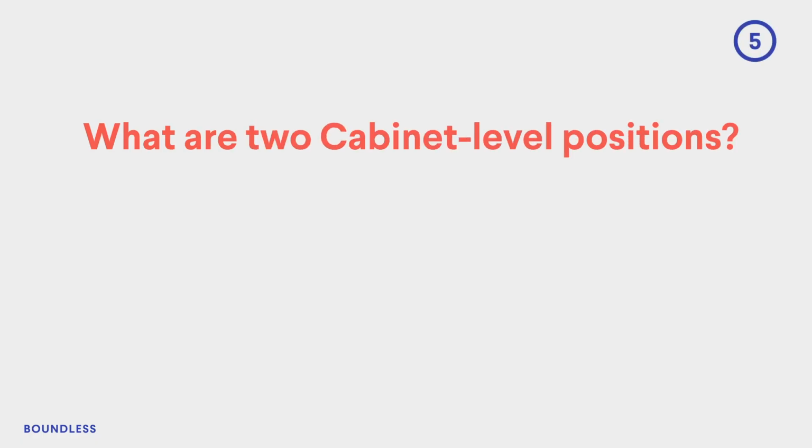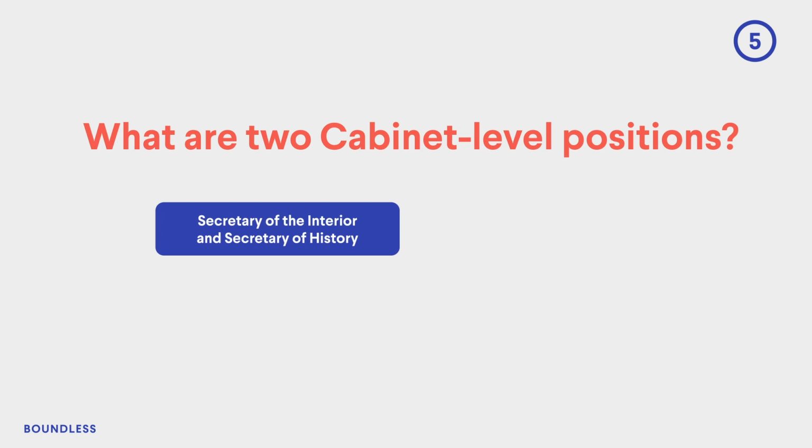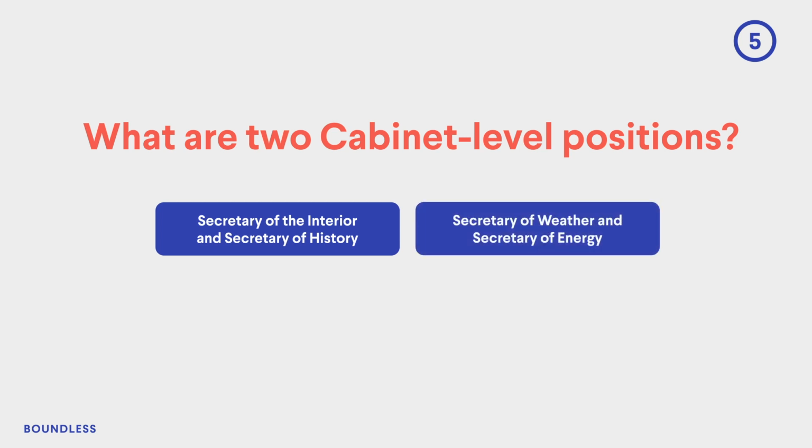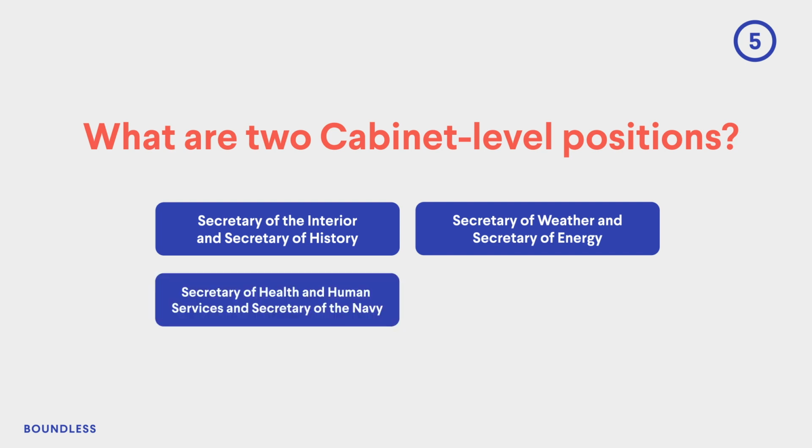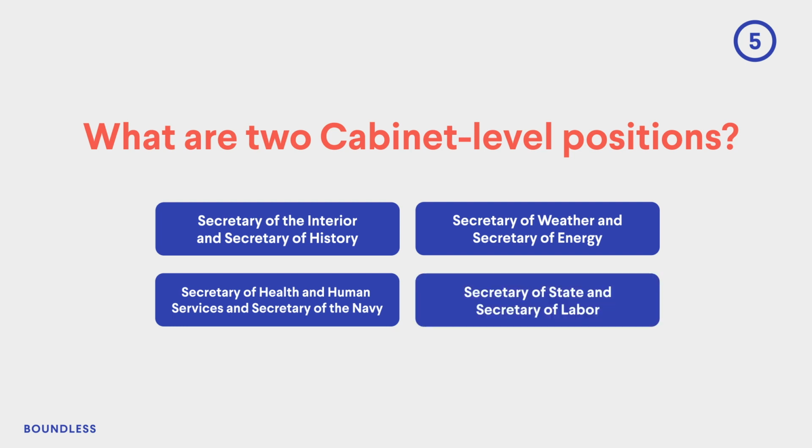What are two cabinet-level positions? Secretary of the Interior and Secretary of History. Secretary of Weather and Secretary of Energy. Secretary of Health and Human Services and Secretary of the Navy. Secretary of State and Secretary of Labor. Answer: Secretary of State and Secretary of Labor.